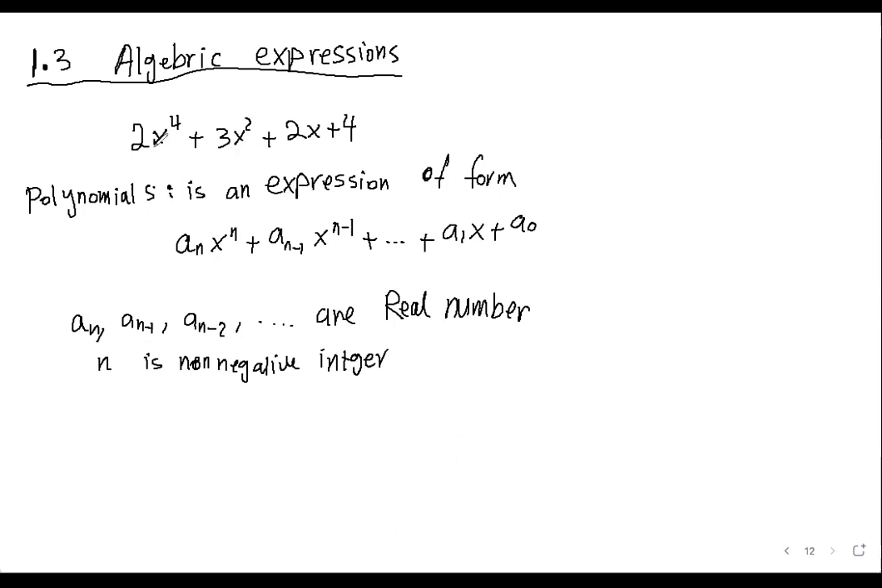So look here, this expression looks like a polynomial. Look, a_n here is 2, x to the power n is x to the power 4, plus a_(n-1) is 3, x to the n minus 1, n minus 1 is 2, and the same, a_0 is 4. It looks like a polynomial.